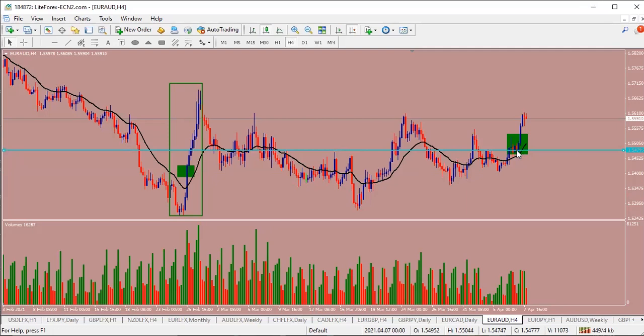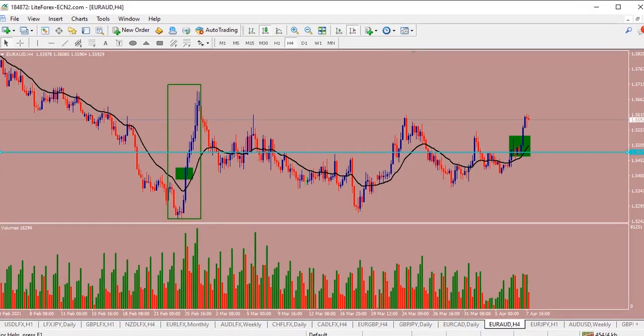Is the breakout a valid breakout? If the breakout is not valid, then the retest will not work out. If the breakout is not valid, the retest will not happen, and the breakout will not function. Instead, what you get is a fake out and no retest.